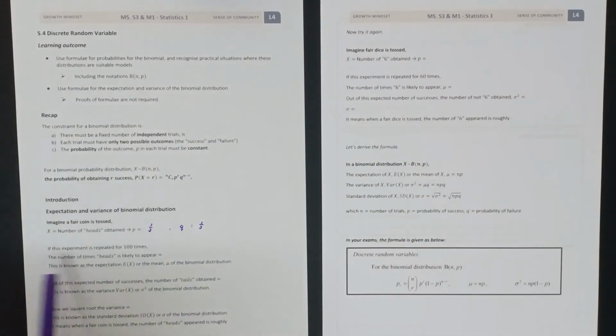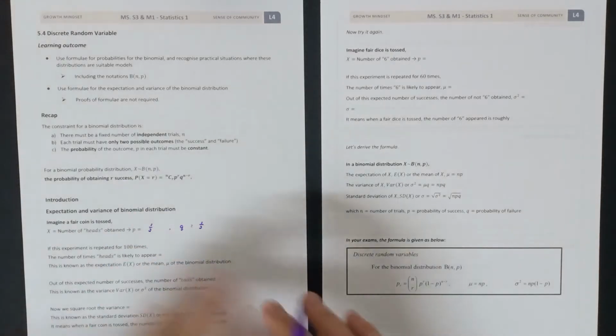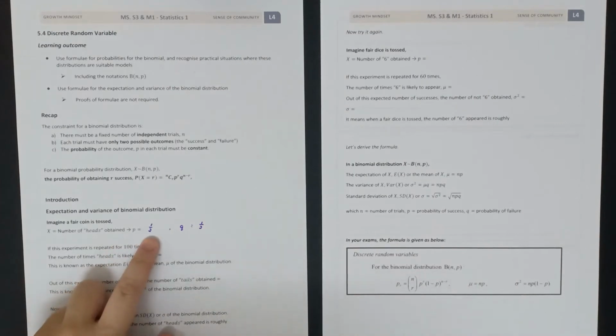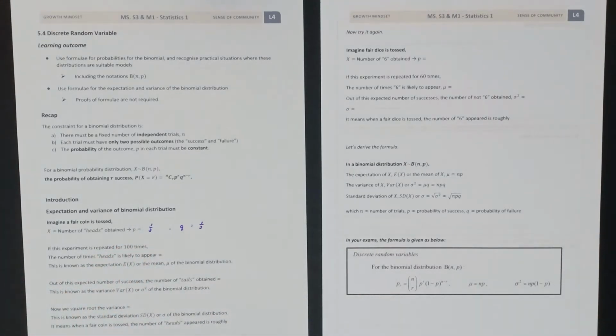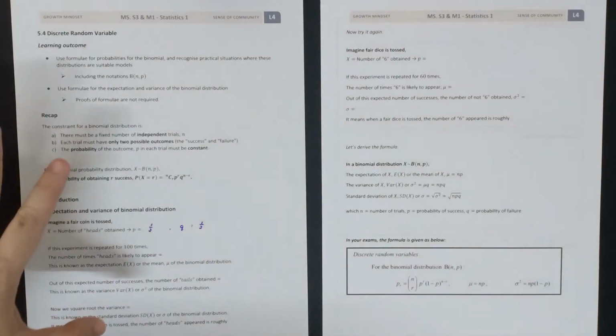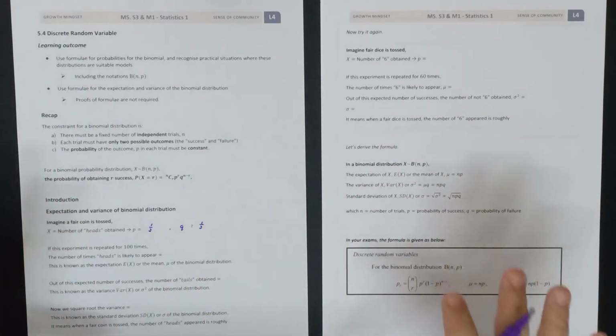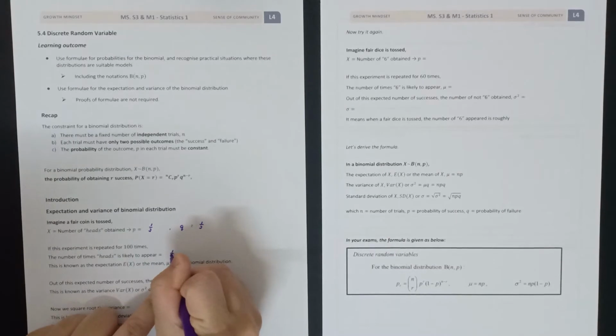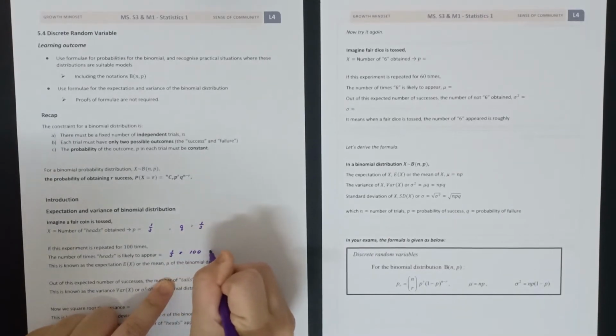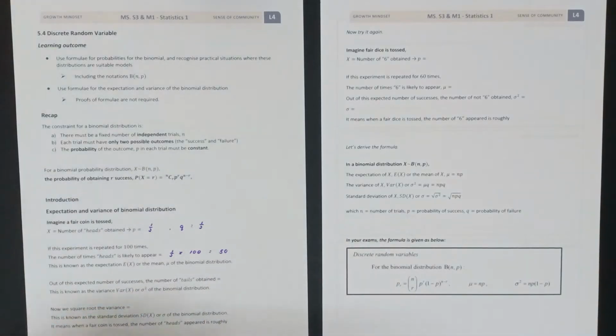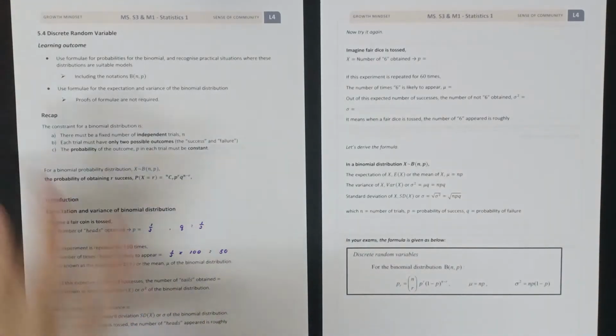Okay, imagine this experiment is repeated 100 times, meaning you have 100 trials here. How many times is your head likely to appear? Since the probability is half, if you try this experiment 100 times, then you expect, without any accident happening, exactly half to be heads and half to be tails. How do you find out? You use 1/2 times 100, so you get 50. You expect out of the 100 times to get 50 heads.